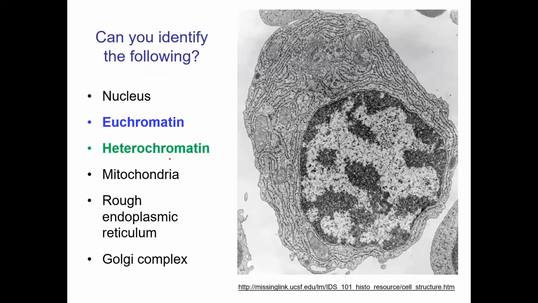So here's an image, and it says, can you identify the following? It's asking us to identify a bunch of things, the nucleus, the mitochondria, but also euchromatin and heterochromatin. So take a look at the image and see if you can find some of these things. Hopefully the nucleus is super obvious. It's this big thing here right in the middle. I'll get back to the chromatin in a minute.